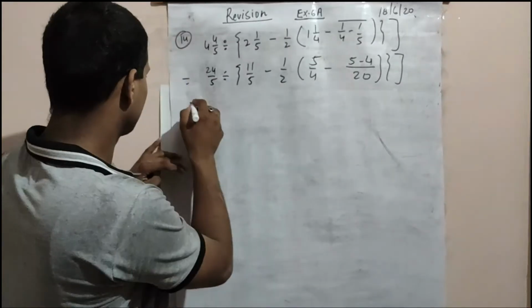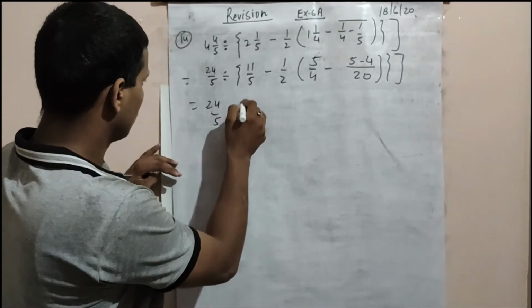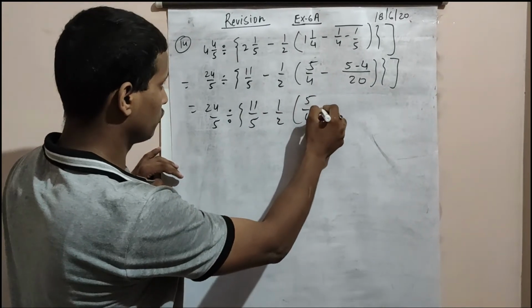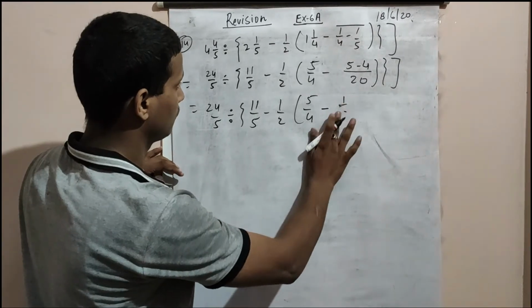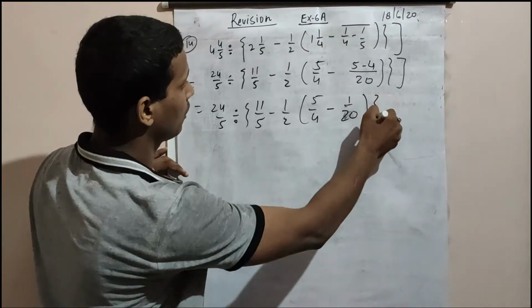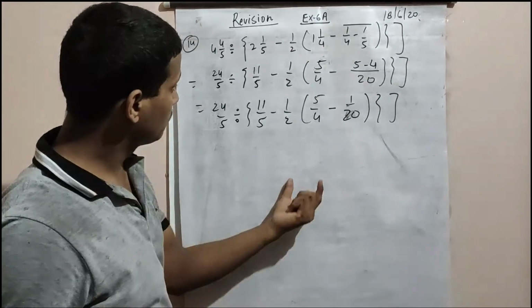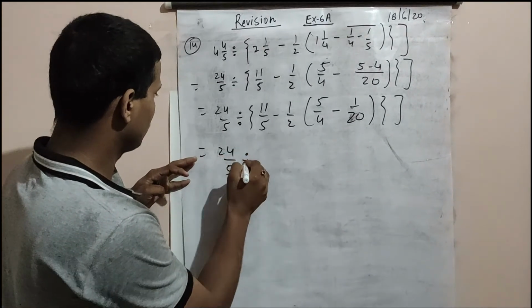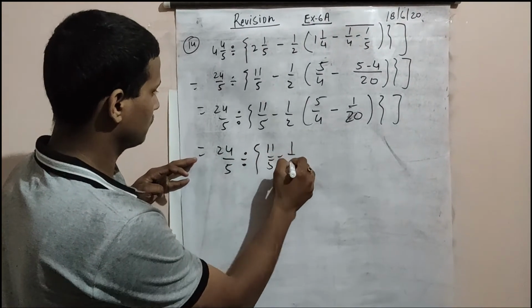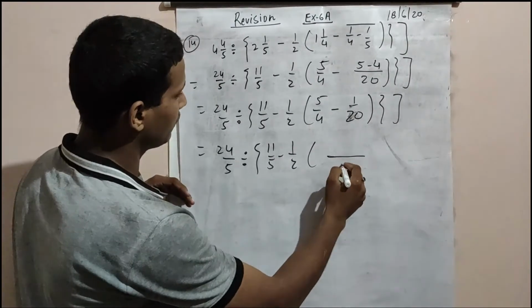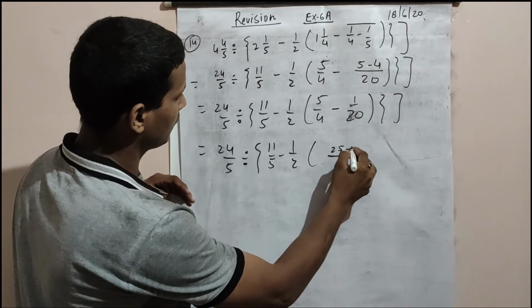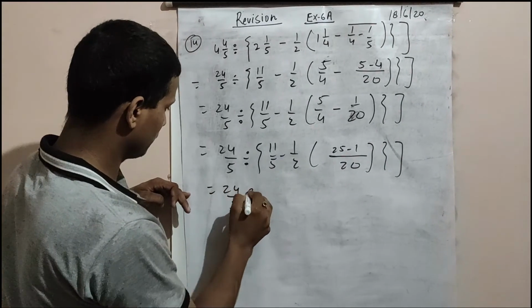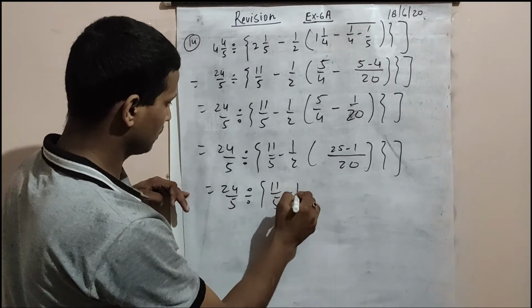Okay. Now 24 by 5 divided by 11 by 5 minus 1 by 2, 5 by 4 minus 1 by 4, that is 1 by 20. Now it's time for the small bracket. LCM of 4 and 20 is 20. 5 5s are 25 minus 1.